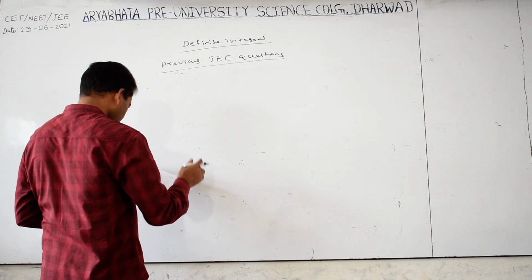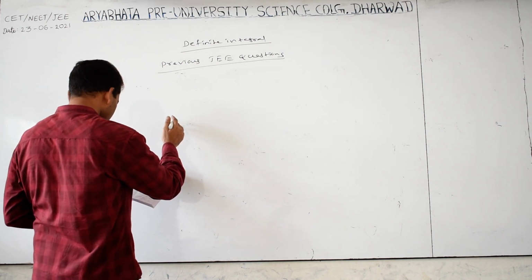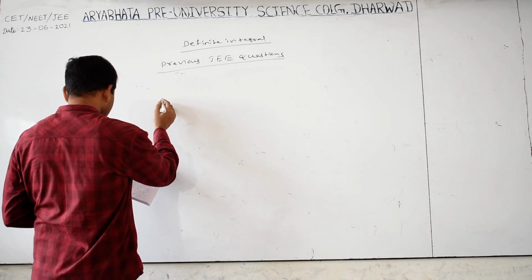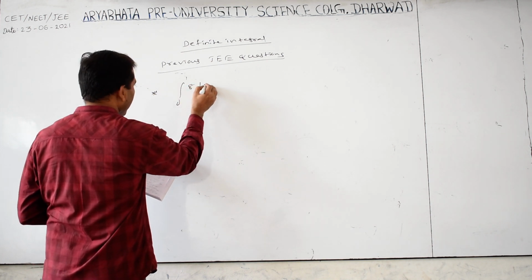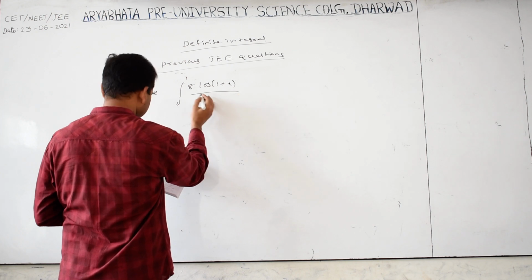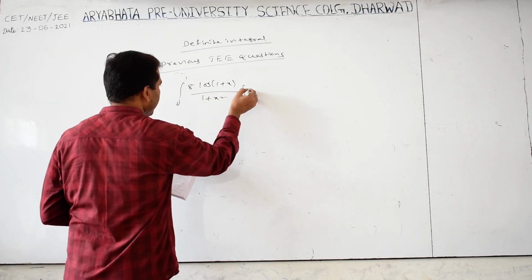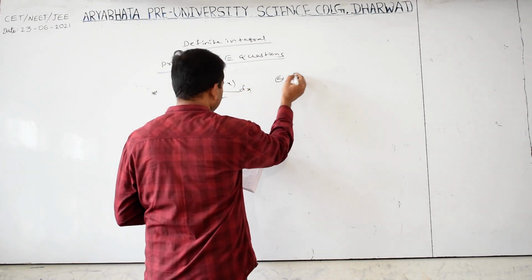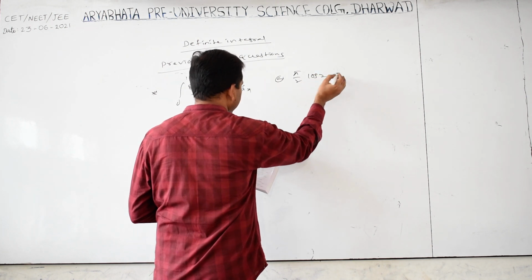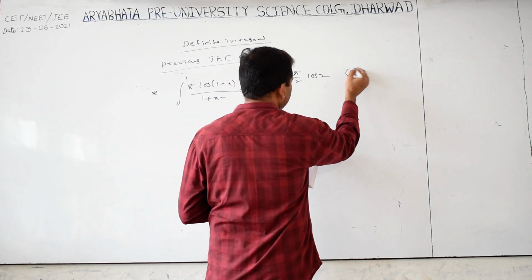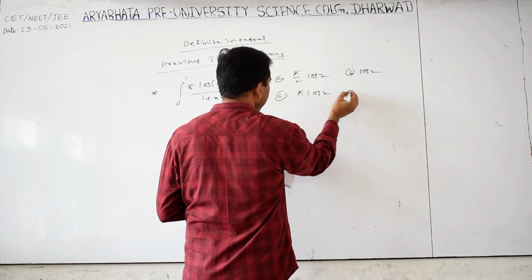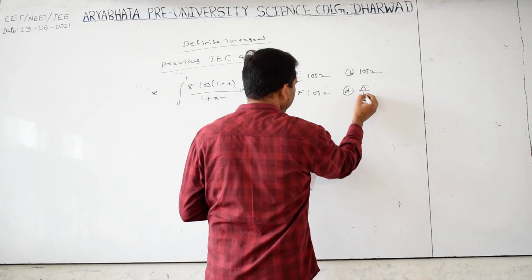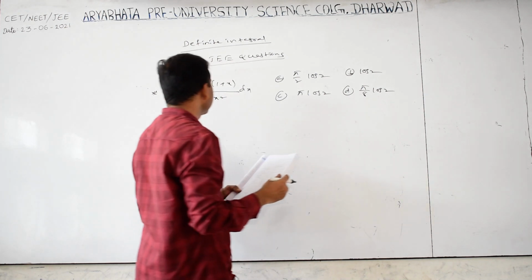Next one, the integration of 0 to 1 of 8 log of 1 plus x by 1 plus x square dx. Option A pi by 2 log 2, option B log 2, option C pi log 2, option D pi by 8 log 2.